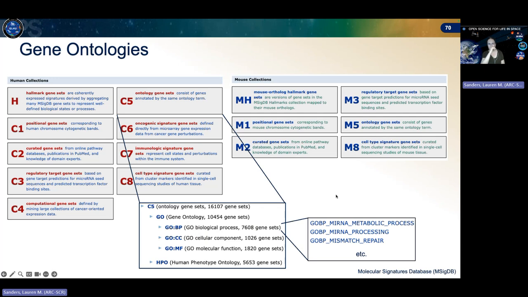In our analysis, we're going to be using gene ontologies. I'm showing here there are a lot of different collections of gene sets available on the molecular signatures database. The ontology gene sets are one of them. There are the gene ontology biological process, over 7,000 gene sets, the cellular component gene ontology, and the molecular function gene ontology. So these are all gene sets or gene lists that represent different biological processes, cellular components, or molecular functions. If we take a look at a few of the gene ontology biological process gene sets, there are things like microRNA metabolic processes, microRNA processing, mismatch repair, etc.